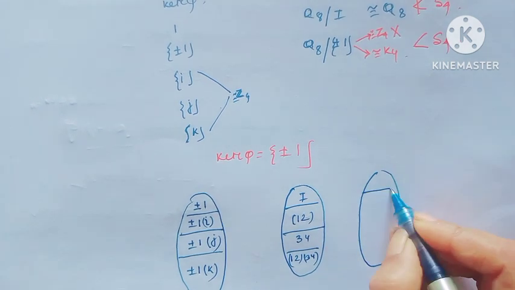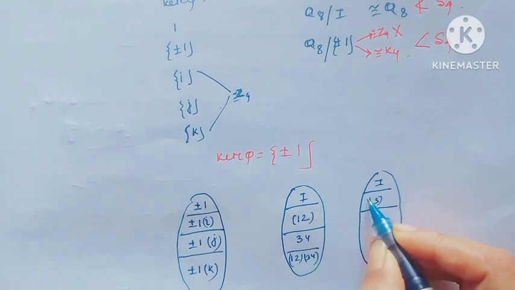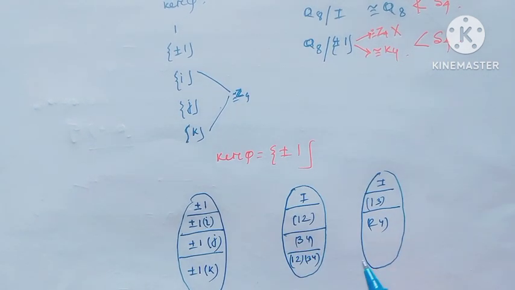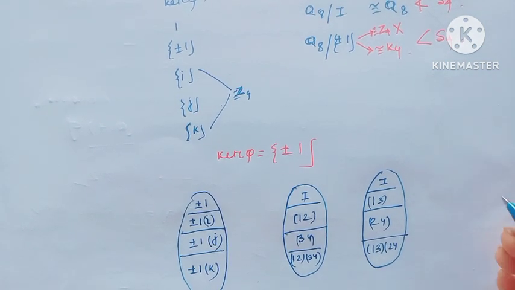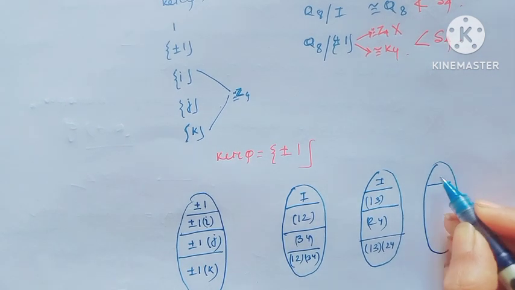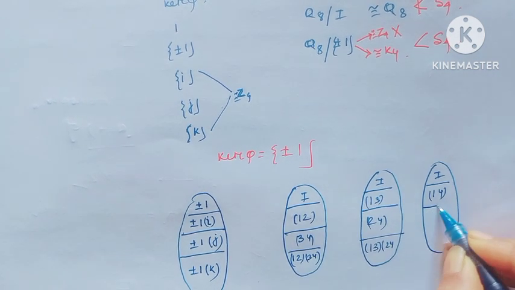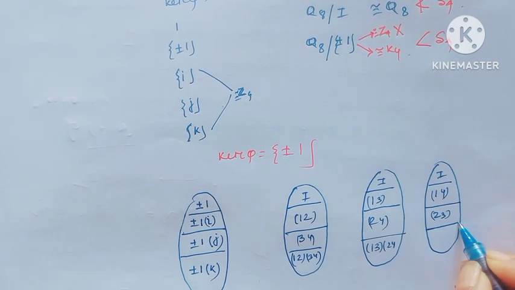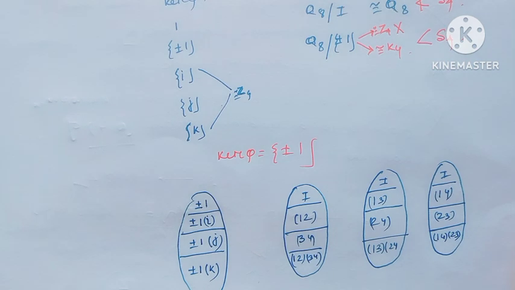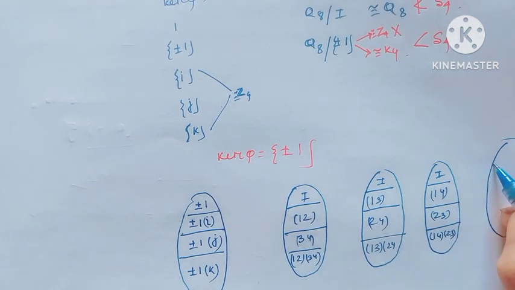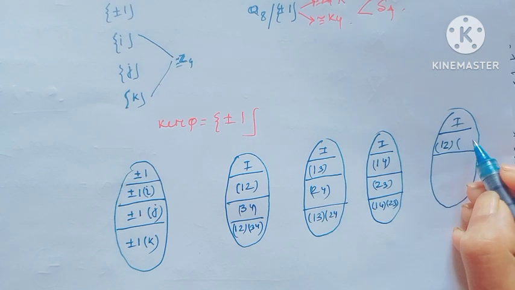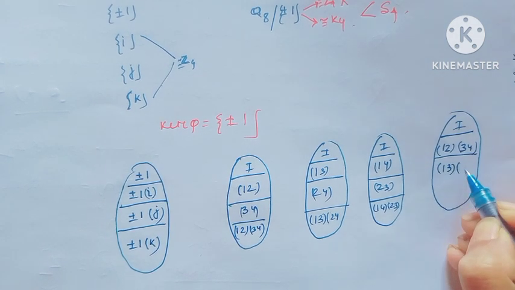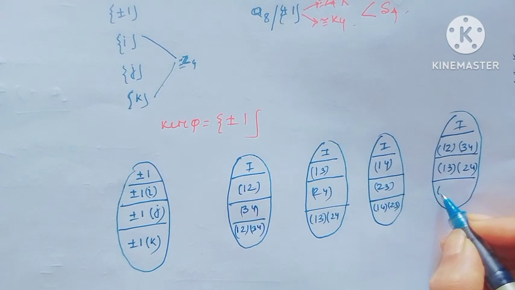Another possibility is identity, (1 3)(2 4). Another possibility is identity, (1 4)(2 3). And the other possibility is identity, (1 2)(3 4), (1 3)(2 4), and (1 4)(2 3).